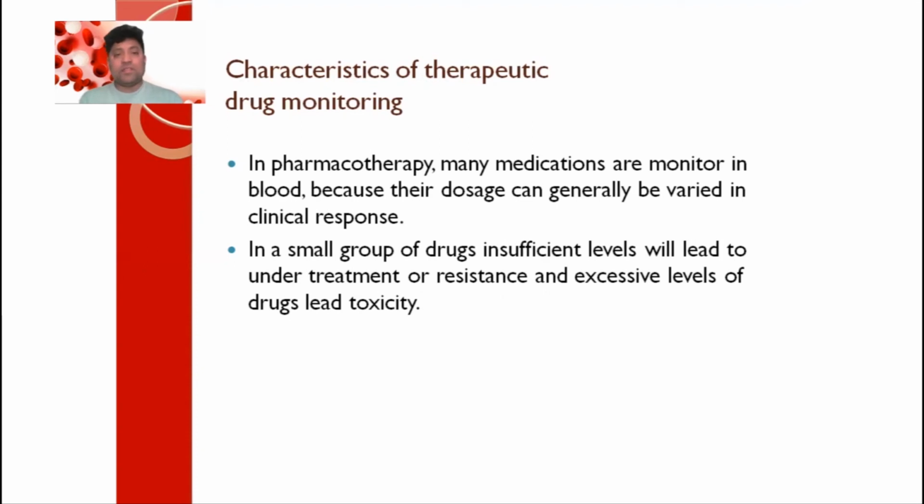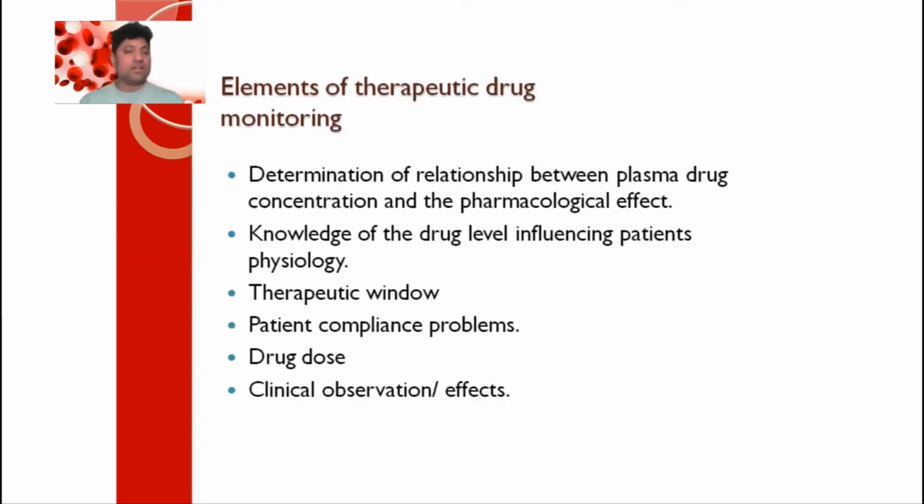Characteristics of therapeutic drug monitoring in pharmacotherapy: many medications are monitored in blood because their dosage can generally be varied in clinical response. In a small group of drugs, an insufficient level will lead to undertreatment or resistance, or an excessive level of the drug may lead to toxicity. Elements of therapeutic drug monitoring are determination of the relationship between the plasma drug concentration and pharmacological effect, knowledge of the drug level influencing patient physiology, therapeutic window, patient compliance problem, drug dose, and clinical observation of the effects.